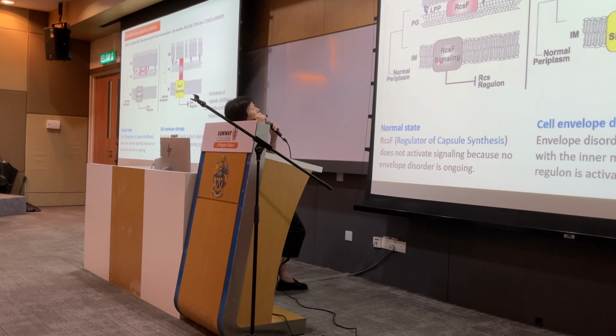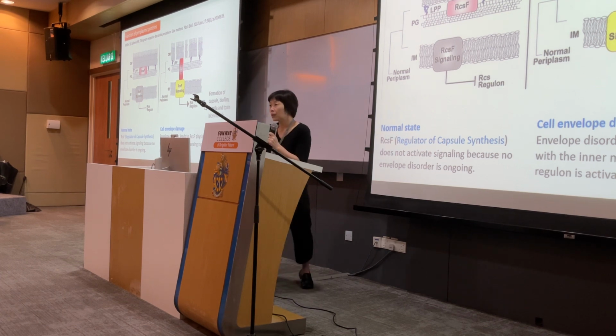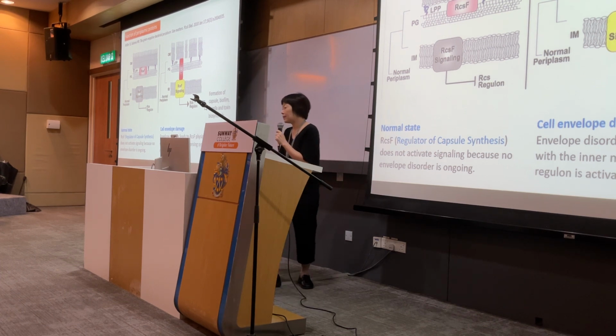So this is called a sensor. It's a sensing system for the environment, especially stress. And I mention this because they are present in the periplasmic region. This is a peptidoglycan, but this is the periplasmic region. So they have the sensing system in the periplasmic region.